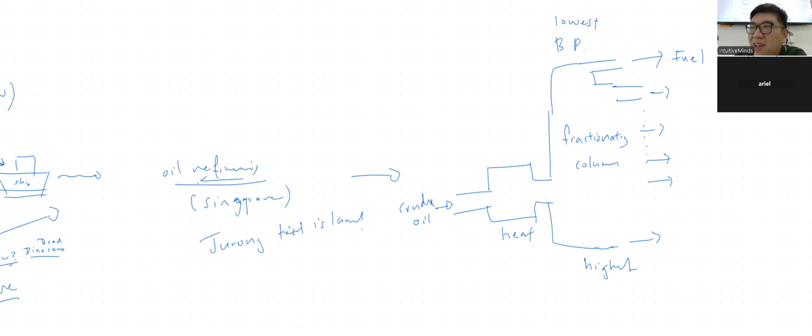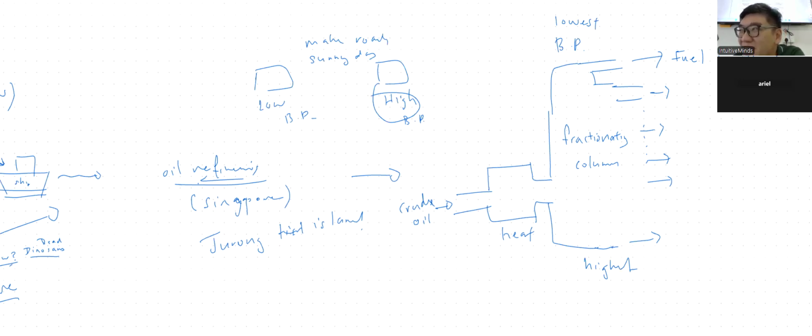You think about it lah. If you have two types of hydrocarbons to make roads, imagine under a sunny day, do you want to choose the one with the low boiling point or the high boiling point? Higher. Because if it's the low one, then the roads will just vaporize. Imagine you put some methane on the road. Methane is a gas at room temperature. It's not going to work.